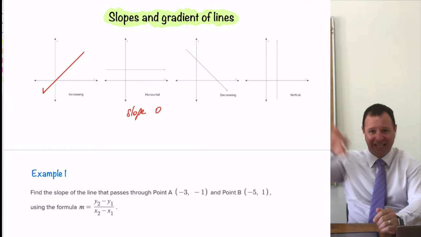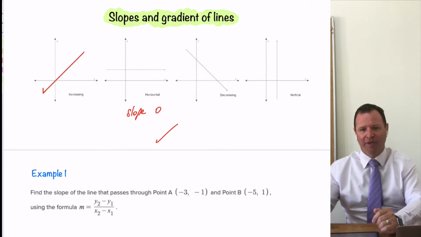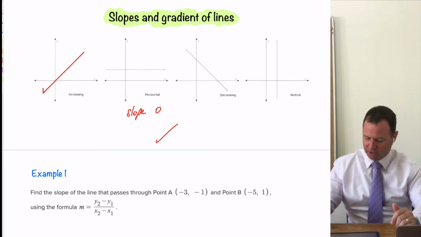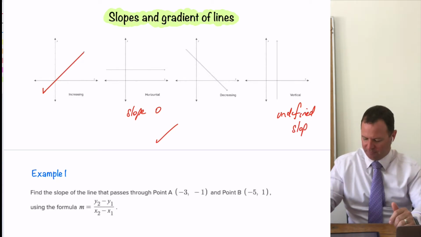So increasing is a tick, okay? Think about that, it's the tick. Tick, therefore that line is increasing. Decreasing is obviously the opposite. And the vertical line is undefined slope. Okay.